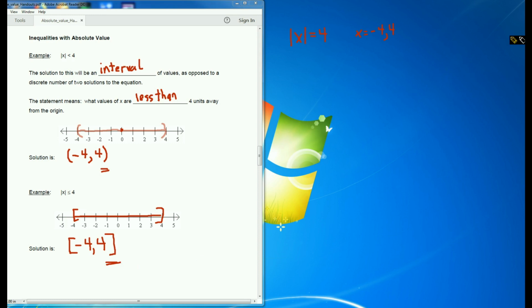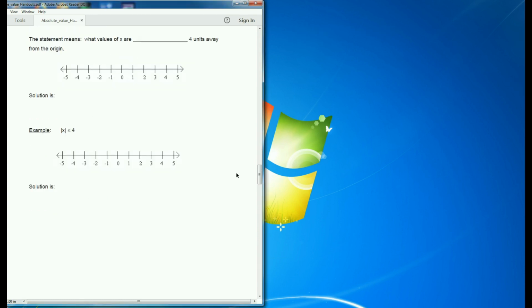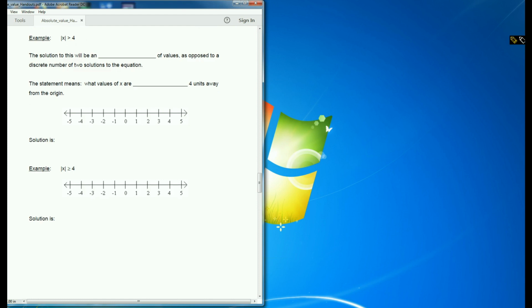All right, going to go on to the next page. So that was a less than example. Now let's look at a greater than example. Okay. So now we've got this problem. Absolute value of x is greater than 4. And again, just as before, the solution is going to be an interval of values.